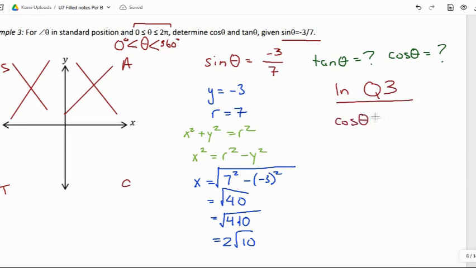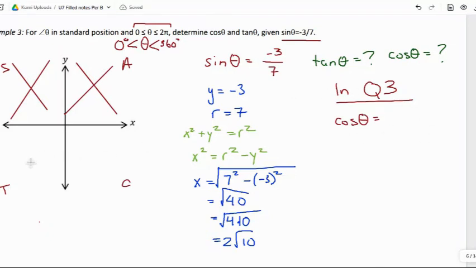Wouldn't it not be in T because x is positive? But if we're in this quadrant, then x becomes negative, right? Yeah, that's a good point. So Kieran's suggesting, okay, but x is positive, 2 root 10. So doesn't that mean it can't be here? No, it still can be. It's just we would write 2 root 10 as a negative. These are just the values, but we can add a positive or negative.